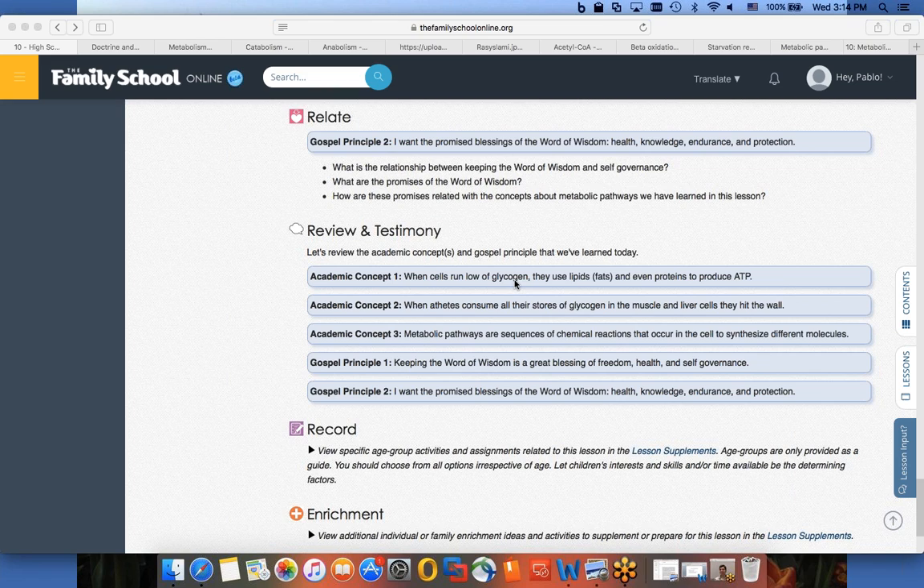So we know now more reasons of why keeping the word of wisdom is important. I hope that you have learned some of these metabolic pathways, on how these chemicals are processed, and why it is important to have a good, healthy diet. And like you said, Nathan, if you decide now, it is a lot easier. I never had a big problem with that, and it has been a great blessing throughout my life.